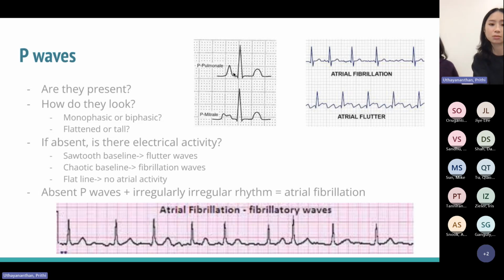If the P waves are absent, we want to know, is there any electrical activity? There could be a sawtooth baseline, which is like flutter waves, as you can see here in atrial flutter. Or if there's a chaotic baseline, then it's fibrillation waves, like in atrial fibrillation. And if there's a flat line, then there's no atrial activity. And you always want to remember, if there are no P waves and the rhythm is irregularly irregular, then it's highly likely that it's atrial fibrillation.